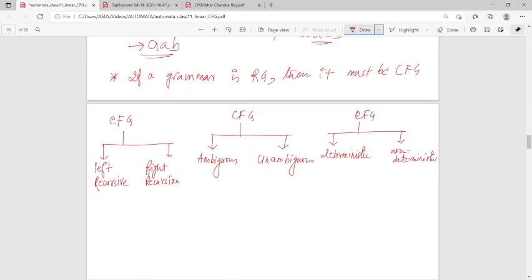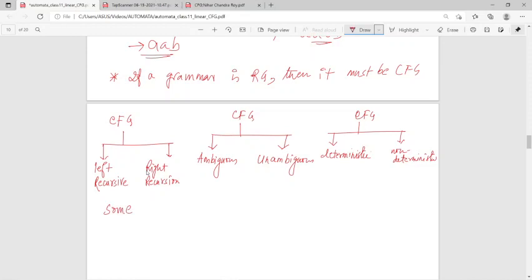But that is not true for deterministic PDA and non-deterministic PDA, because you can find some languages which are accepted by non-deterministic PDA but cannot be accepted by deterministic PDA. So non-deterministic PDA is the general version, and if we put some restrictions, then that is nothing but deterministic PDA. You can prove that there are some languages accepted by non-deterministic PDA that cannot be accepted by deterministic PDA. So we will see all those things.